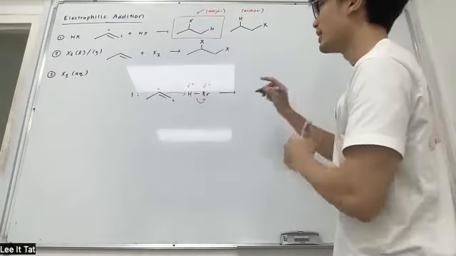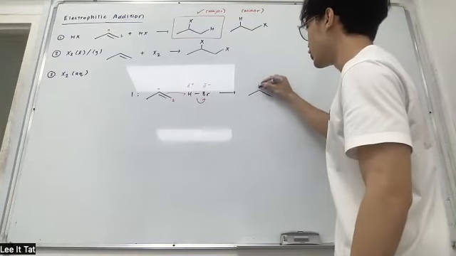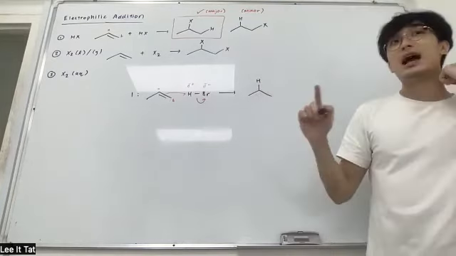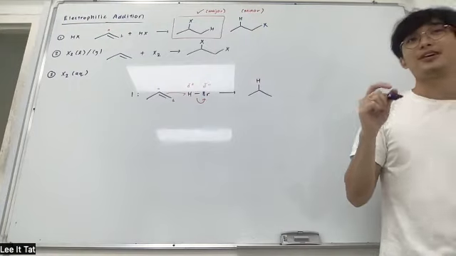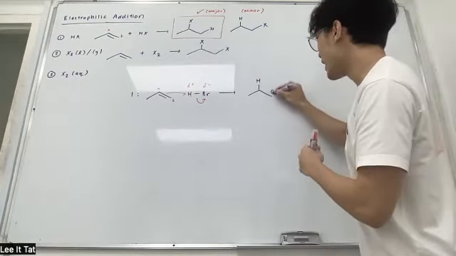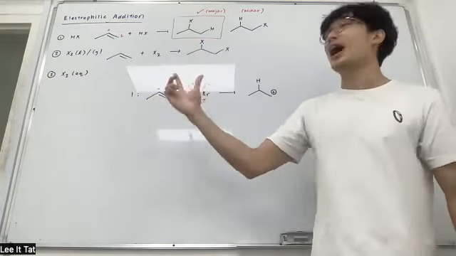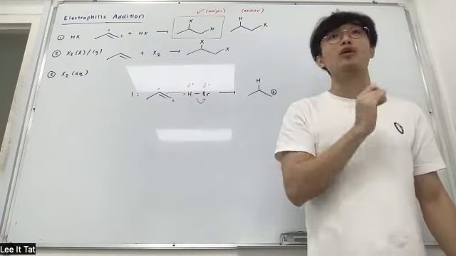Okay, not sure. Let's draw again. Okay, let's just say carbon A is attached to the H. That means what must carbon B now have? A plus charge. Okay, good. How do we know that? Remember, when a double bond is broken, both carbons have one less bond, correct?